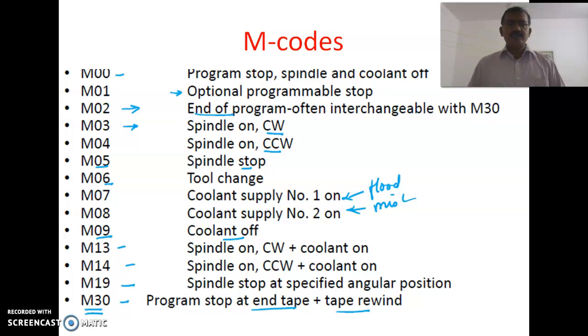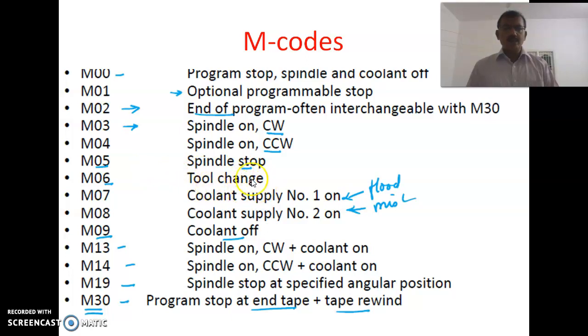Whereas the M codes are miscellaneous codes or machine codes. They control machine operations. M00 represents program stop, and M01 optional programmable stop, and M03 the spindle is switched on in the clockwise direction. Spindle rotates in the clockwise direction. M04 spindle rotates in the counterclockwise direction. M05 spindle stop. M06 tool change.